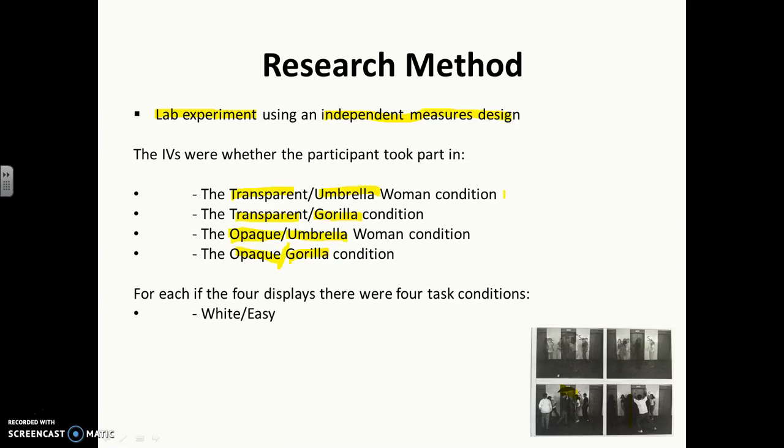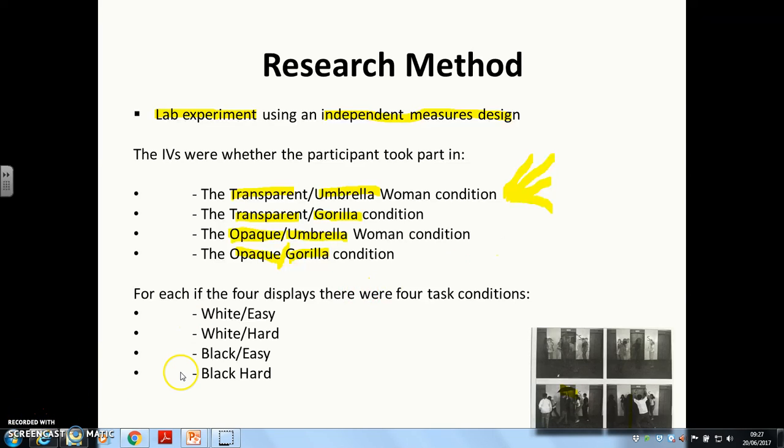White, easy. White, hard. Black, easy, and black, hard. Now, I'll explain what those mean in a bit. But each one of these, white easy, white hard, black easy, black hard, and the same for every one of those conditions, which means in total they have 16 different conditions. Okay, and they're all independent measures designs.